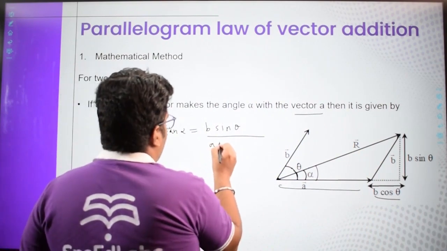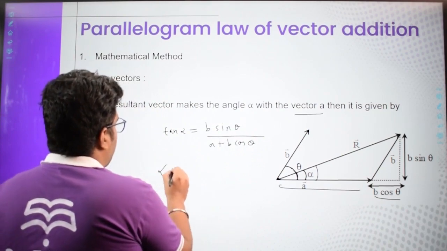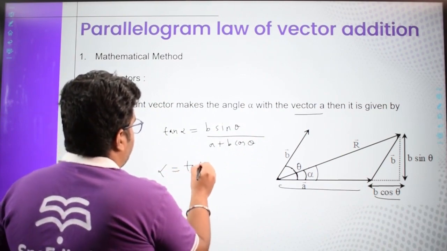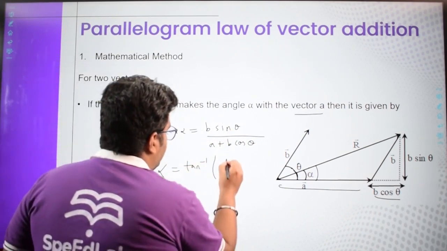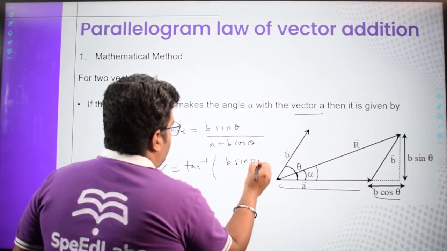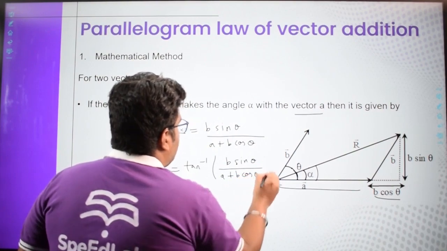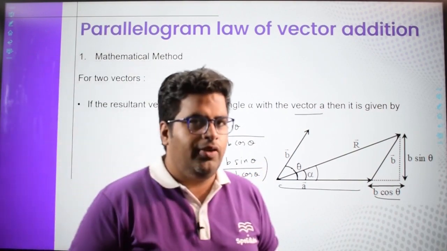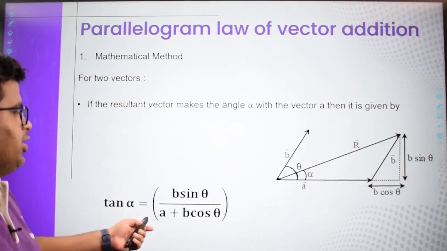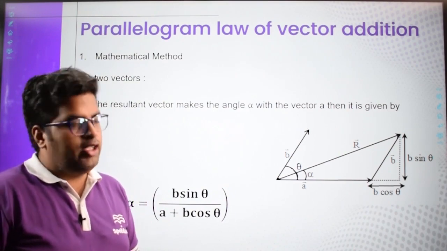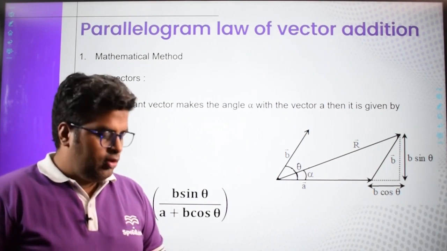So this is what we got for the angle alpha. If tan goes to that side, it becomes tan inverse. So alpha equals tan inverse of b sin theta upon A plus b cos theta. Now that's your angle alpha which we have calculated. So that's your final result: tan alpha is b sin theta upon A plus b cos theta, or we can simply say alpha is tan inverse of b sin theta upon A plus b cos theta.